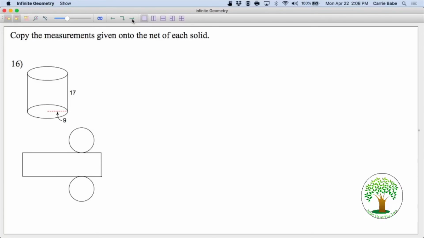So where would the 9 go on this solid? A radius. It's a radius of one of them. It doesn't really matter which one you choose. You're going to copy it down there. Great. Where does the 17 go?